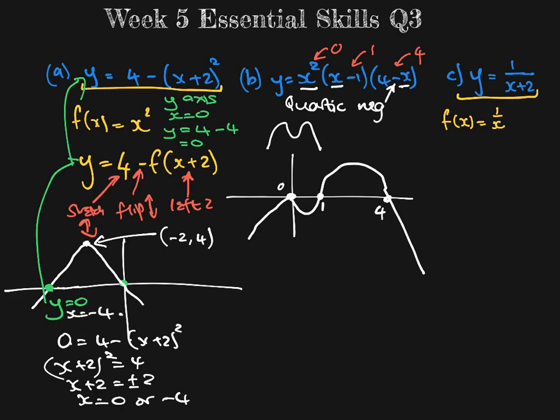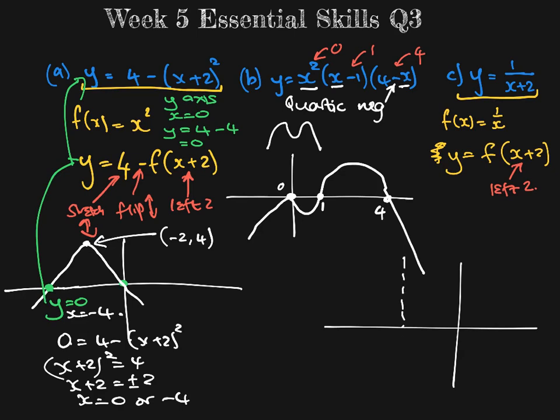Done. Last one. Right, so our parent graph, we know what that looks like. And in this case, what we've got is y equals f of x plus 2, because it's 1 over x plus 2. So that is going to move our original graph left 2. So I'm going to start with the asymptotes. And I'm going to move it left 2. So this asymptote will now be at x is minus 2. And the other asymptote is just still pretty much invisible along here, and its equation is y is 0.